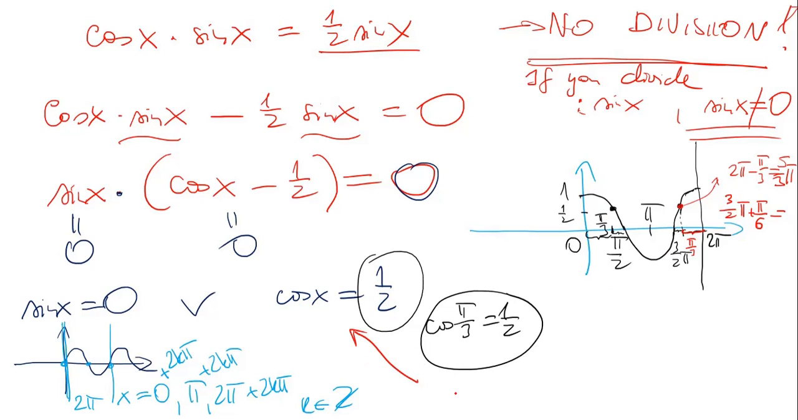So between the period, and then we have to add this period. We have to add 2 pi k, and we are going to write the answer in a minute. Right, let me write just the answers for the second equation. So we have pi thirds plus 2k pi and 5/3 pi plus 2k pi, right?